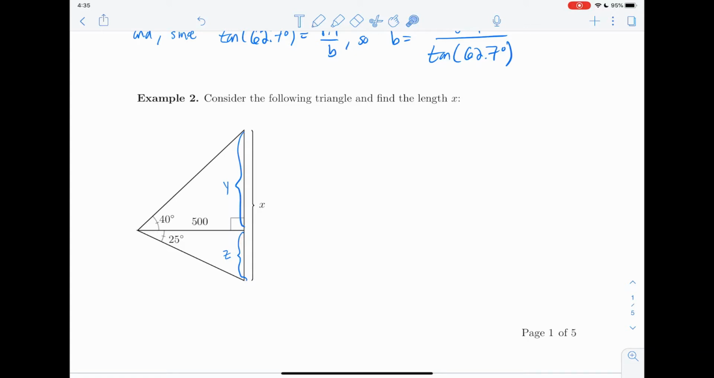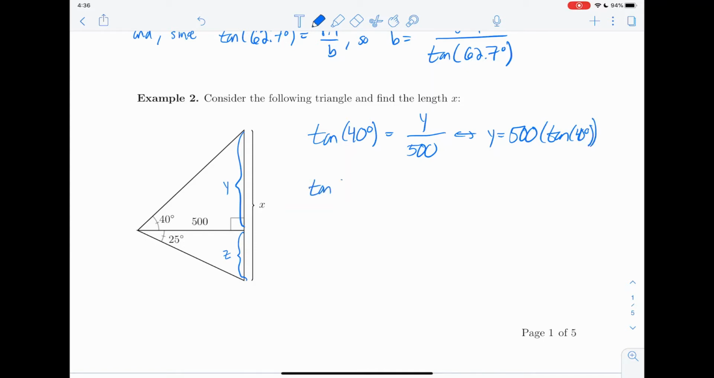The reason I do that is because in this big triangle up top, I have y, which is what I'm looking for, an angle, and then an adjacent 500. I know that here the tangent of 40 degrees is going to be equal to opposite y over adjacent, which is 500. This tells me that y is equal to 500 times the tangent of 40 degrees.